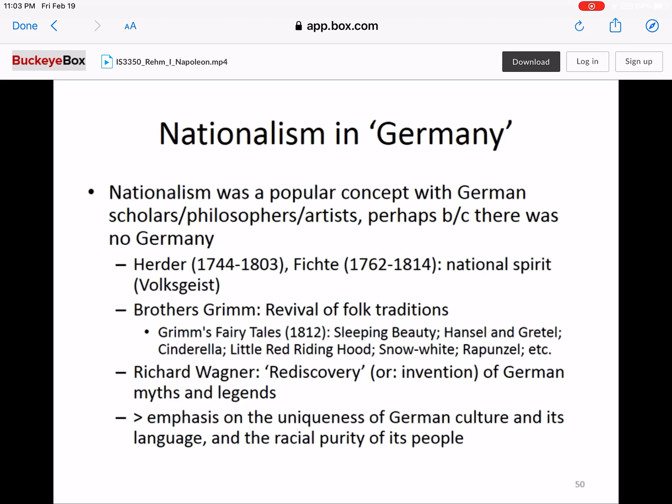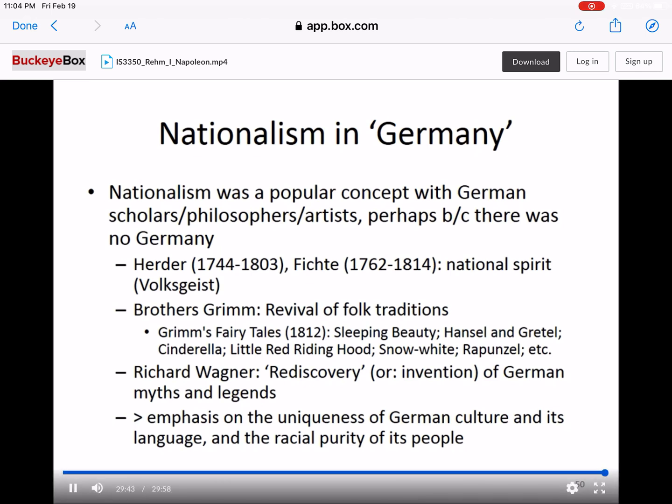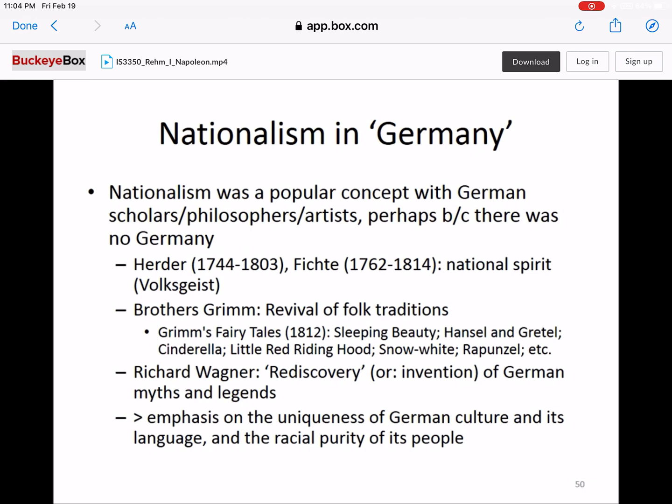And so in nationalism in Germany, there is, starting in the 19th century, an emphasis on the uniqueness of the German culture and its language, and then fairly quickly also an emphasis on the racial purity of its people. And that idea will be taken to its extreme when the Nazis come to power in the 1930s.